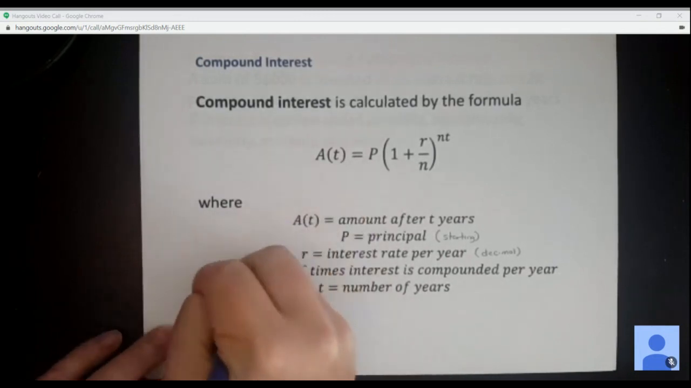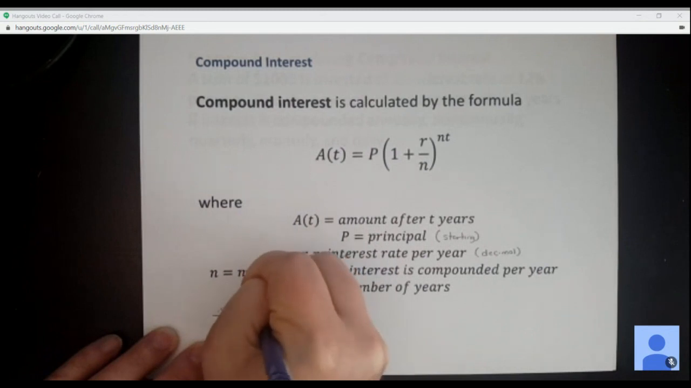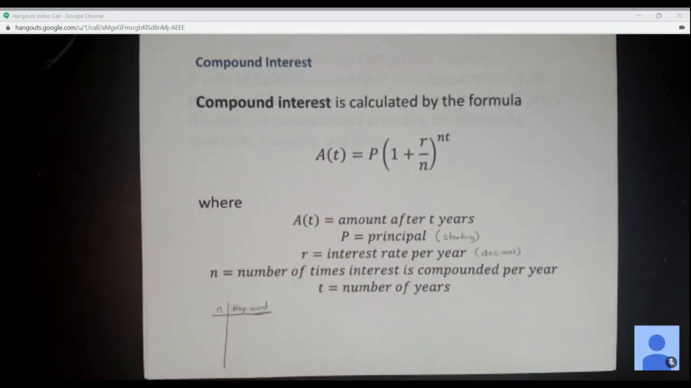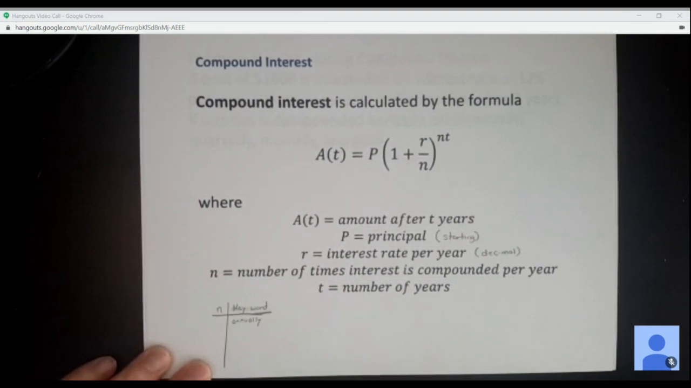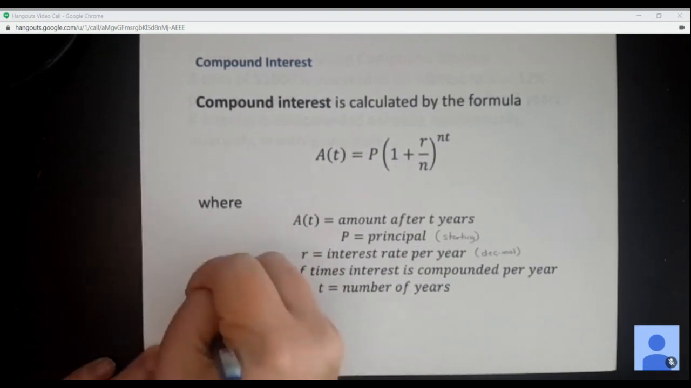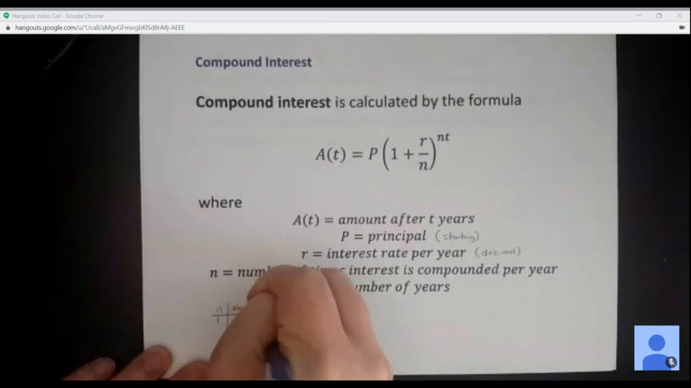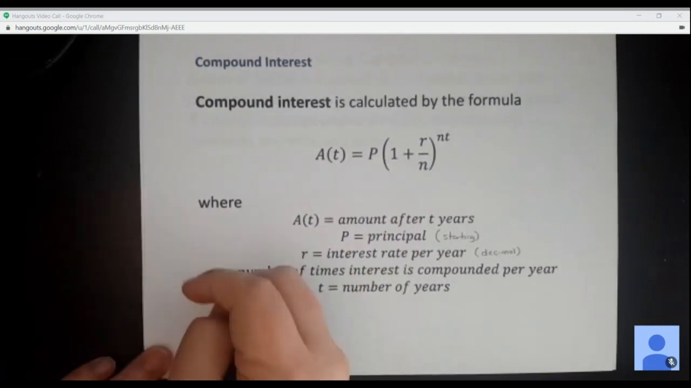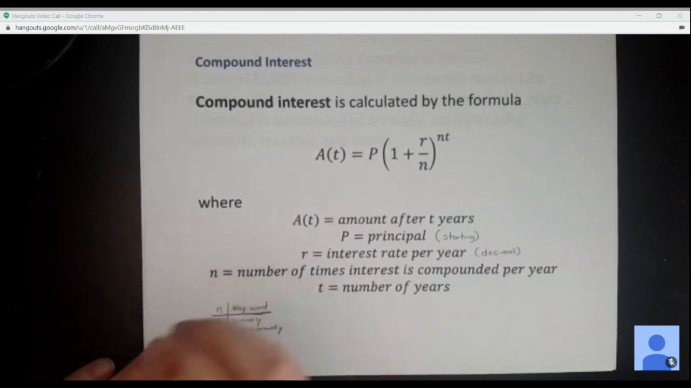Or I'll say keywords here. So does anybody know any keywords that you might see in one of these interest problems that would give you an n value? Annually, good. So one of our words here is going to be annually. That would mean it's compounding how many times per year? Once, right? So that'll be an n value of 1. All right, so semi-annually. We'll spend some time going through these again next week too. That would be twice per year, so our n value would be 2. Quarterly would be how many times per year? 4 times per year, right.